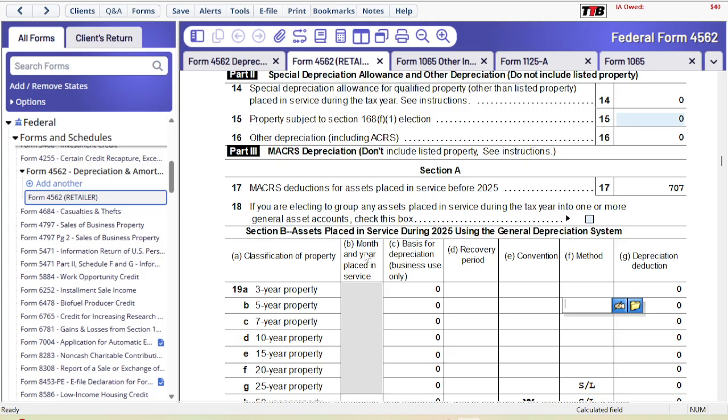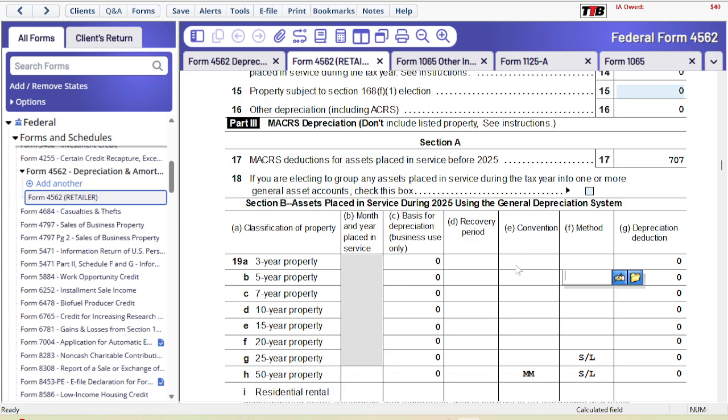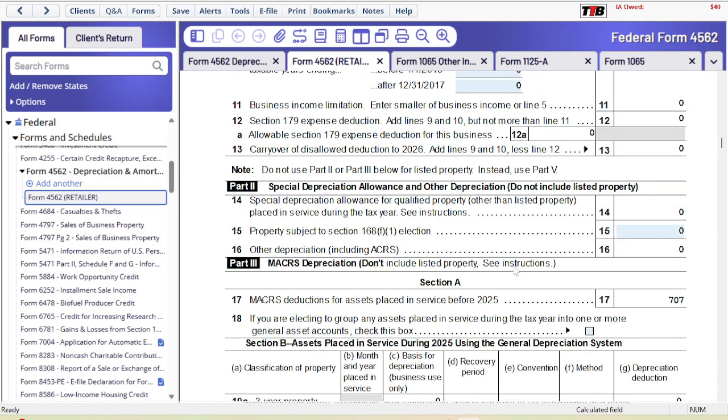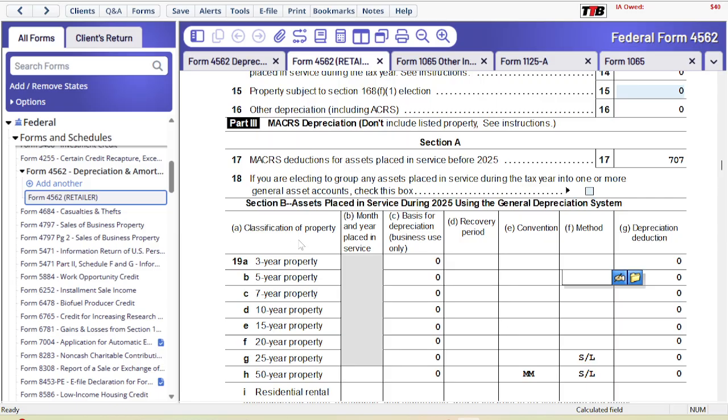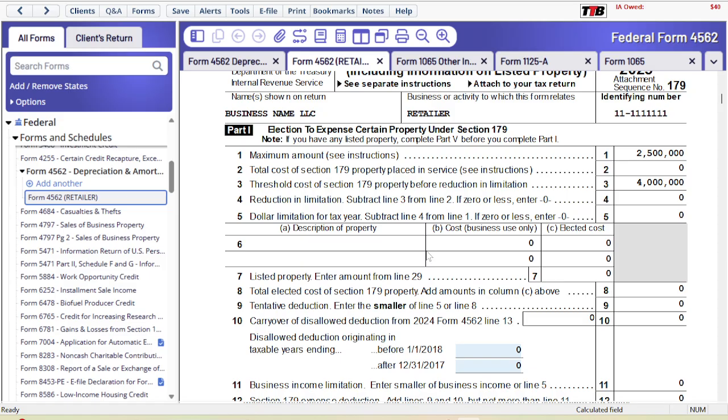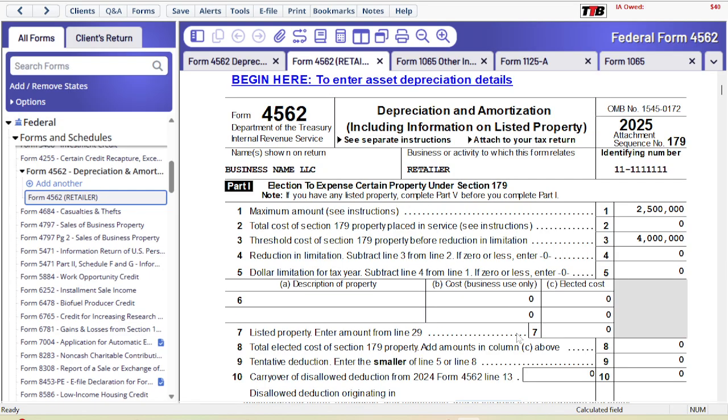That question asks if you purchased and placed an asset in service in 2025. Know that the software is trying to find information to complete the depreciation sheet on your behalf, and where that will go. Prior years will go on Part 3, line 17, and current 2025 assets will go on Part 3, line 19, if it didn't take full depreciation as an expense for you under Section 179.